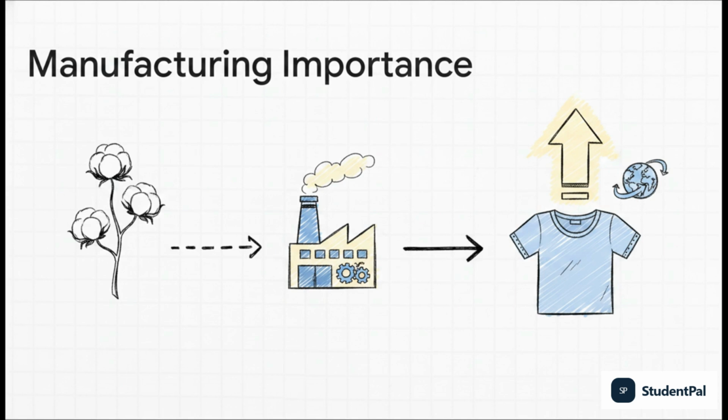Think about it like this. Imagine you've just picked a handful of raw cotton. It has some value, sure, but when a manufacturing plant takes that cotton, spins it, weaves it, and stitches it into a fresh, branded t-shirt, its value skyrockets. That right there is the magic of manufacturing. It transforms basic raw materials into high-value goods, which creates wealth.